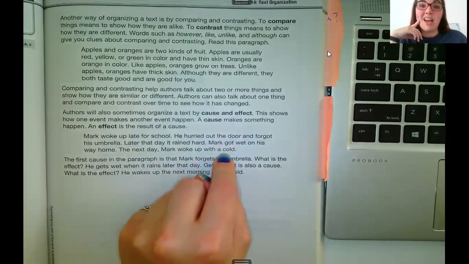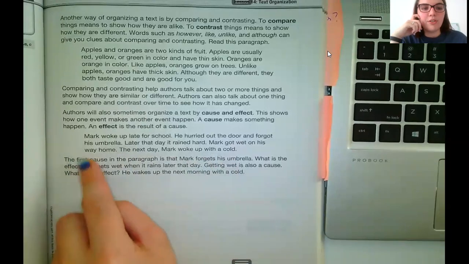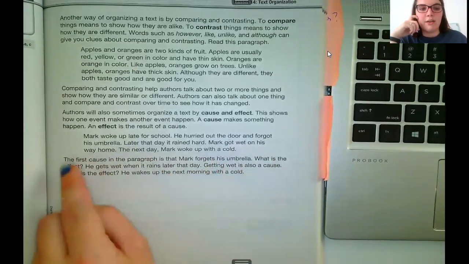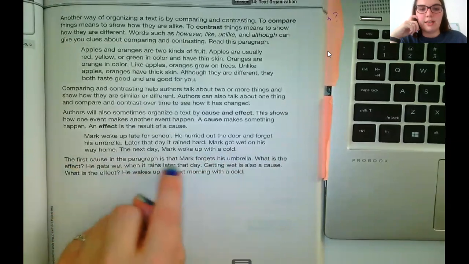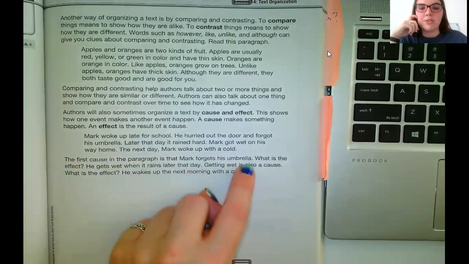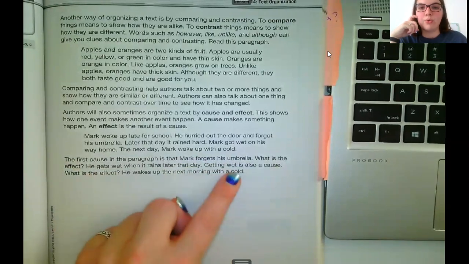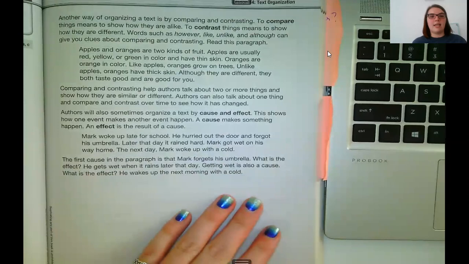That's actually a lot of cause and effect events connected together. It's a chain. The first cause in the paragraph is that Mark forgets his umbrella. What is the effect? He gets wet when it rains later that day. Getting wet is also a cause. What is the effect? He wakes up the next morning with a cold. So that is cause and effect.